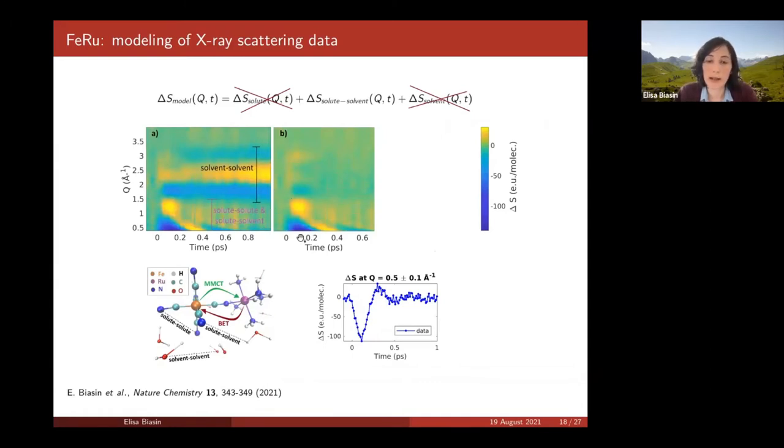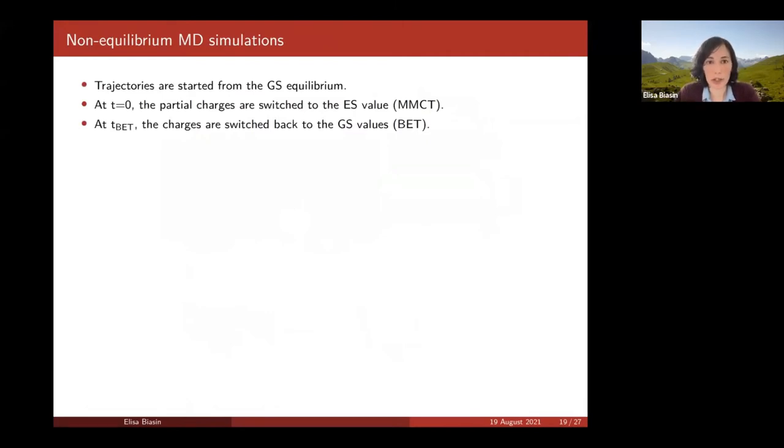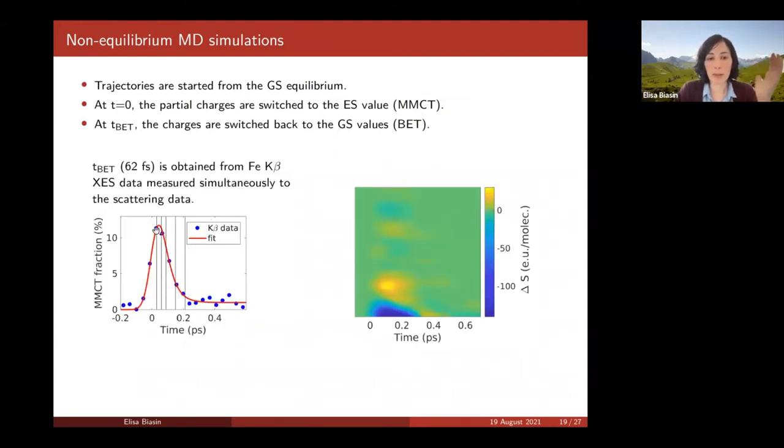So once we understood that this was a solvation signal, we ran non-equilibrium molecular dynamics simulations in which we take several snapshots in the ground state, then we switch the partial charges of the solute molecule to the excited state value to mimic the metal-to-metal charge transfer transition, and then at the back electron transfer time, we reverse the partial charges back to the ground state value to mimic the back electron transfer. And we did this for different back electron transfer times, according to the excited state dynamics that we got from the iron K beta data. And then we did a weighted average of these non-equilibrium dynamics simulations.